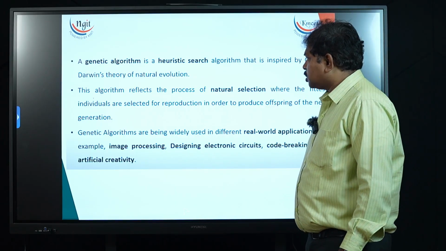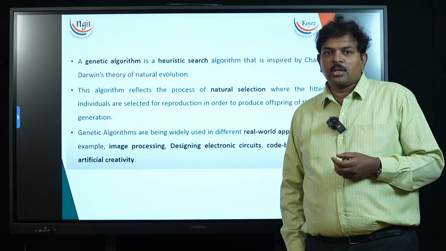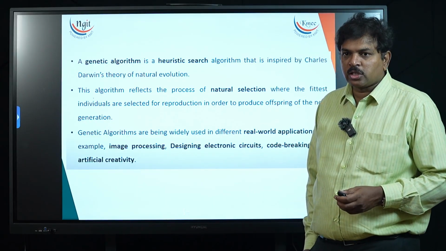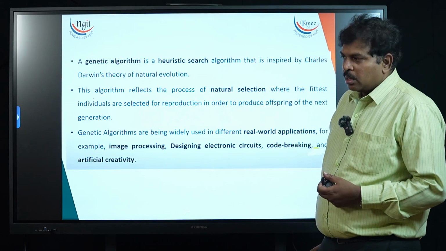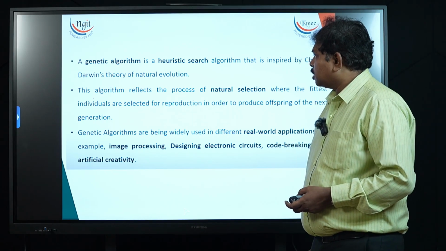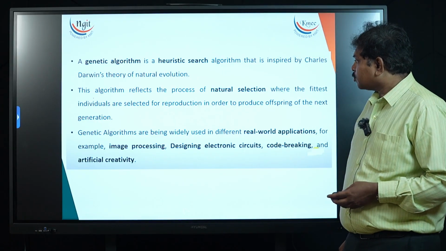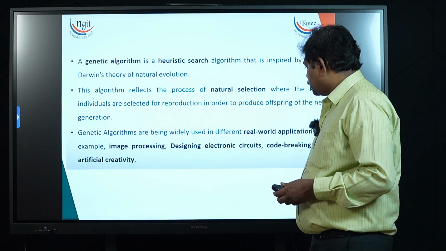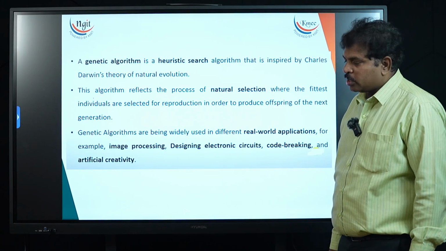Charles Darwin's theory says that only the fittest survive, survival of the fittest, taken as the natural selection for reproducing the next generation. The same concept we apply in searching for solutions to AI problems. Our local search algorithm follows this analogy with the help of genetic algorithms. Genetic algorithms are widely used in real world applications like image processing, designing electronic circuits, code breaking and artificial creativity.